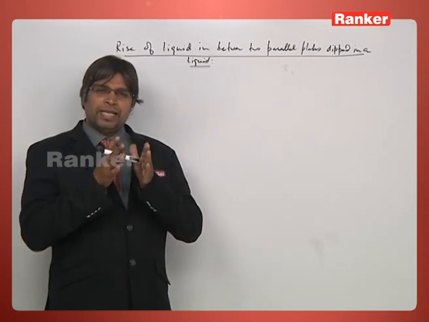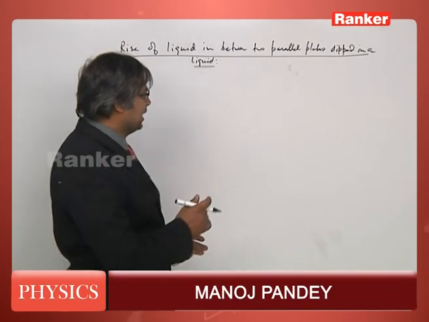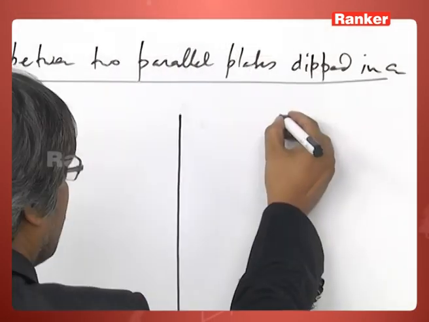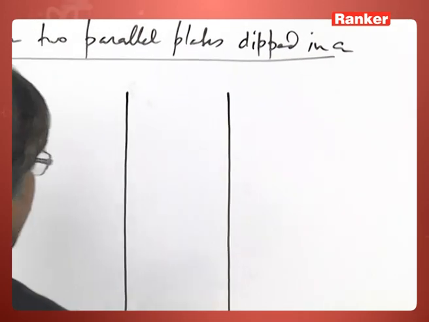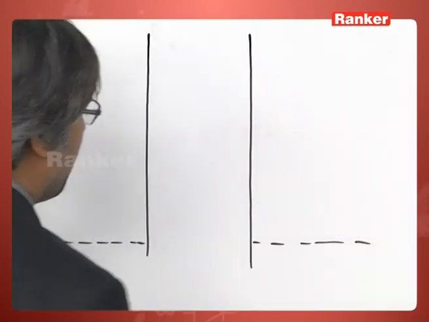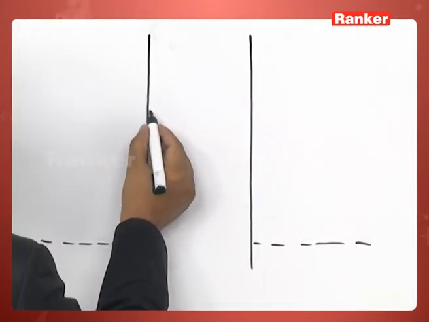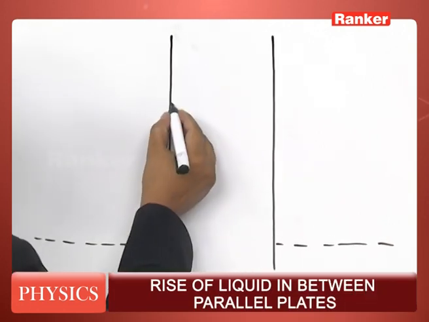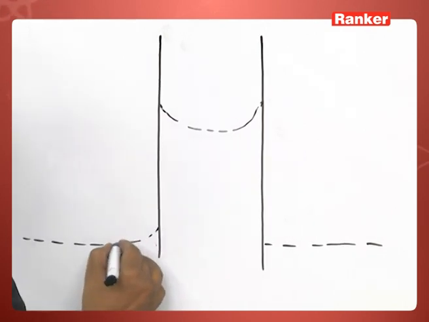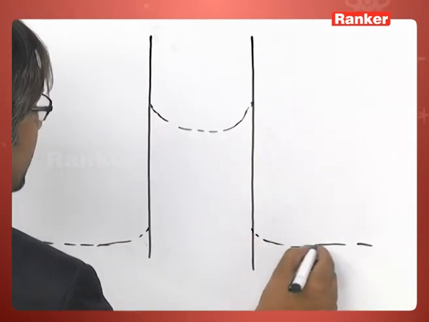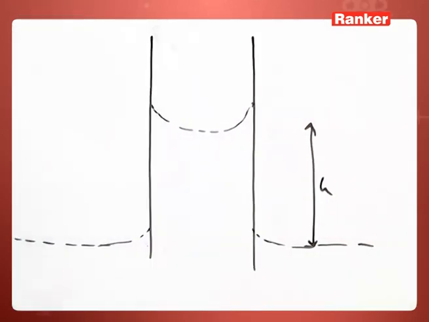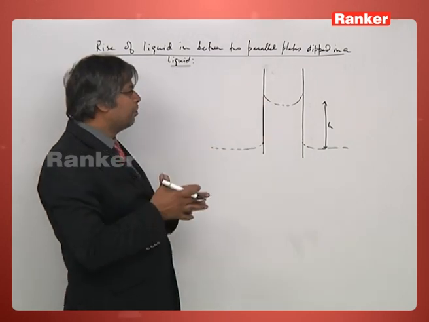Now, suppose we have two parallel plates dipped in a liquid. You see this is one plate and this is another plate. They are very close, so this is the adjacent free layer. Now, what we do? We find that if they are very close, the liquid rises to a certain height above this free surface. This is the rise of liquid in two parallel plates.